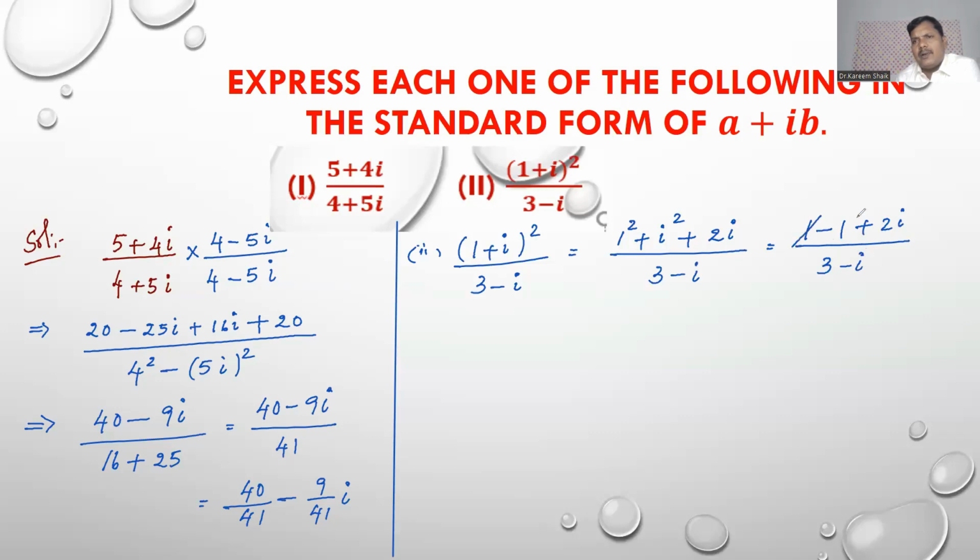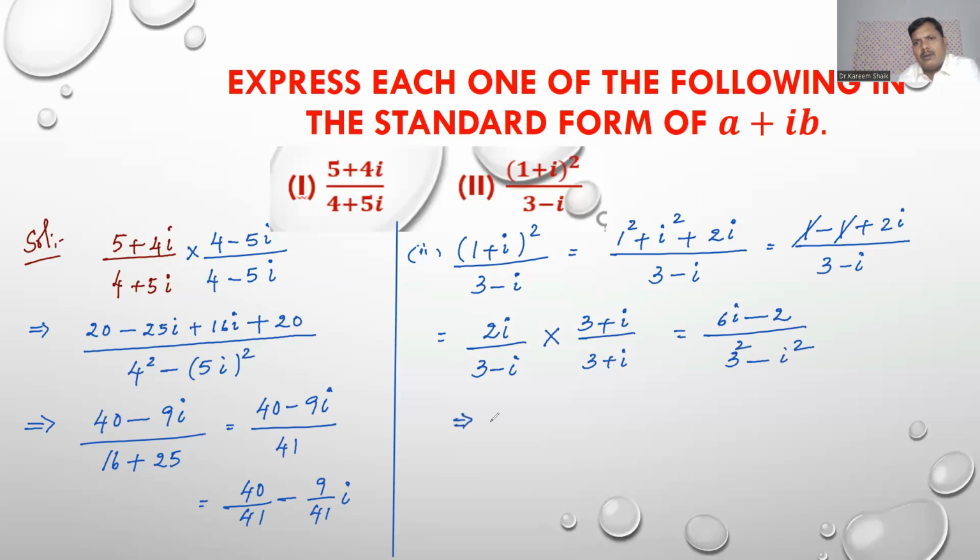Can I cancel positive and negative 1? Now what we got finally? 2 iota upon 3 minus iota. Now we will multiply by 3 plus iota upon 3 plus iota, since 3 plus iota is the conjugate of 3 minus iota. Now what will we get? 2 3s are 6 iota, 2 iota into iota minus 2, upon 3 minus iota into 3 plus iota. These are also in the form of a minus b into a plus b. So a square is nothing but 3 square, minus b square, which is iota square.